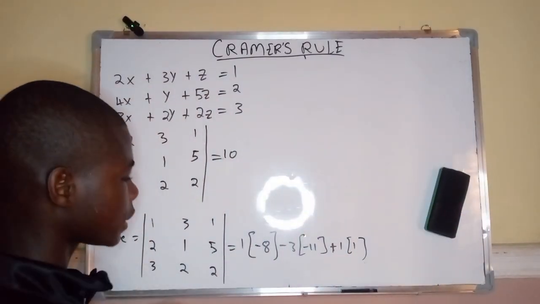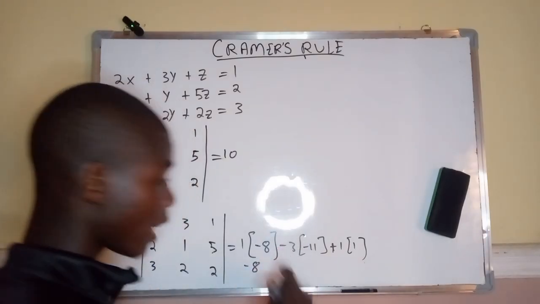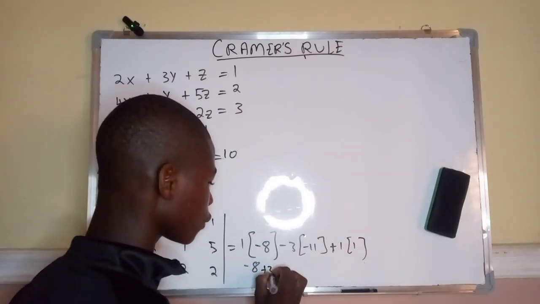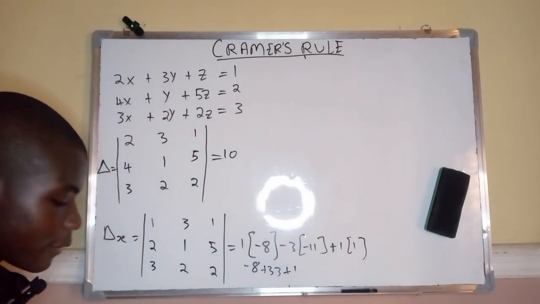Therefore, 1 multiplied by what? 8. I'm having negative 8, minus 3 multiplied by 4, minus 11. I will end up having positive 33, plus 1. So therefore, let me press in the calculator.